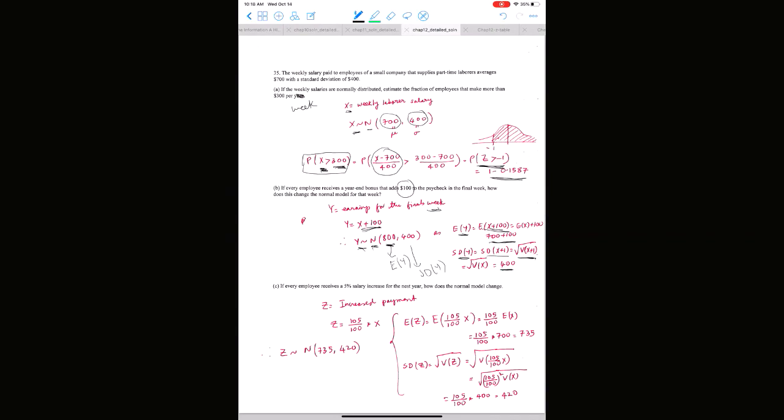Then, the important thing is that a linear combination of normals is normal. X was normal, X plus 100 is a linear combination of X, and that is also normal, and this is what I have.